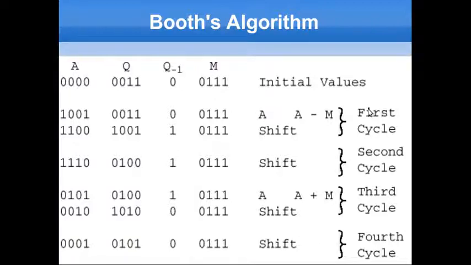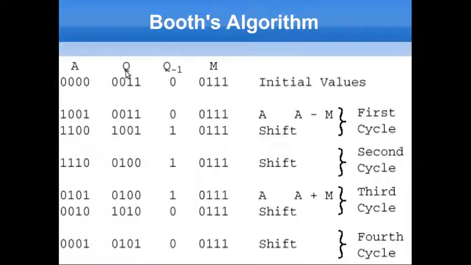We notice also that there are quite a number of cycles which we have to go through, and along the way we are performing either subtraction, a shift, or an addition. We note also that after each cycle, we will perform a shift. The initial values of A, Q, Q minus 1, and M are shown here.